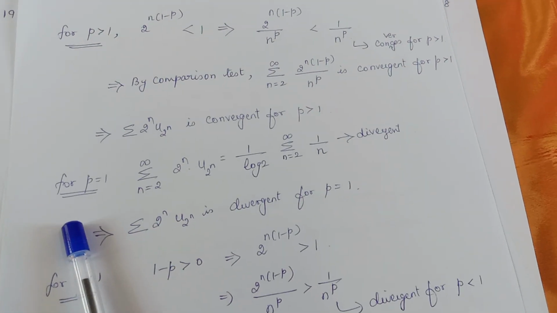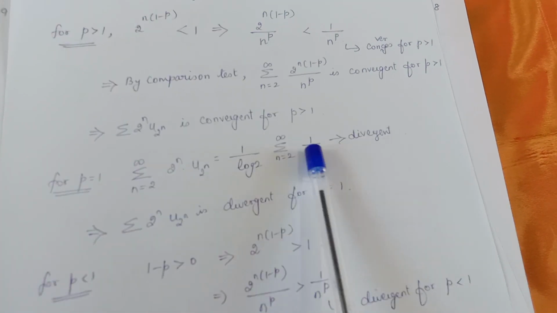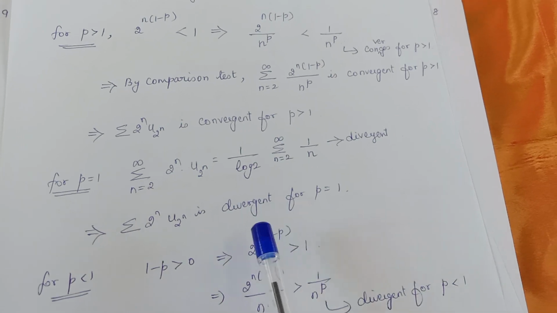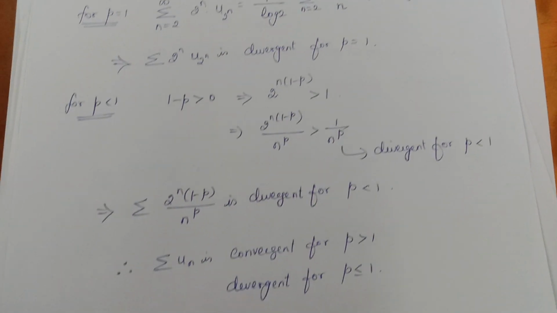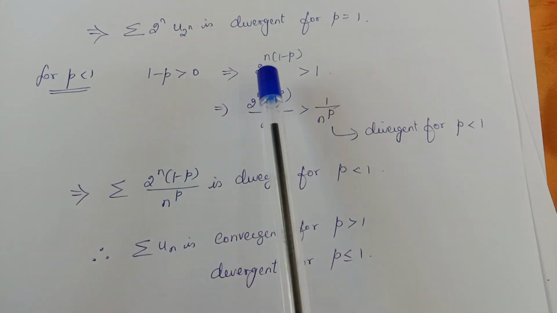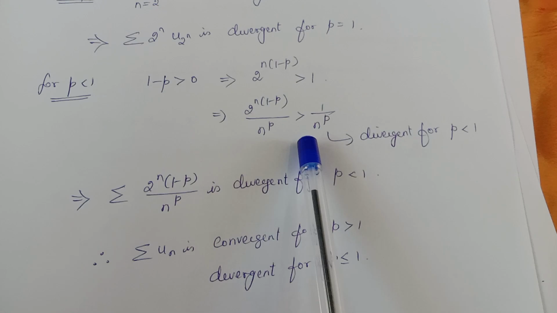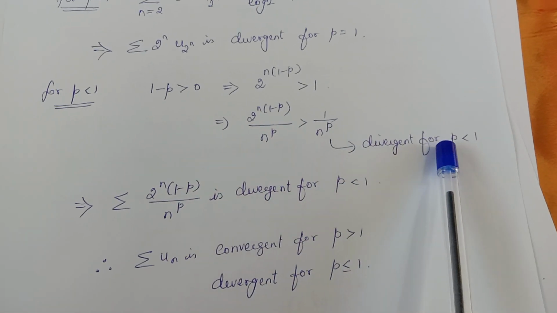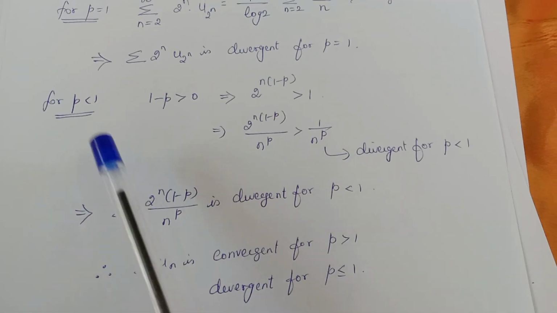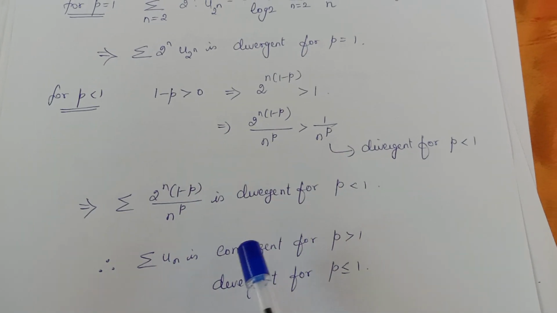For p equal to 1, what happens? Sigma 2 power n u 2 power n is equal to 1 by log 2 times summation 1 by n. This is a divergent series. Therefore for p equal to 1 also it is divergent. But for p less than 1, 1 minus p is greater than 0, no? So 2 power n into (1 minus p) is obviously greater than 1. Divide both sides by n power p. Now this is divergent for p less than 1. P less than 1 only we have taken here. So this is divergent. Therefore this is also divergent.